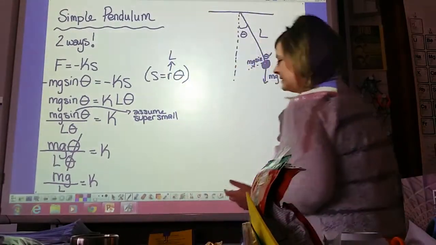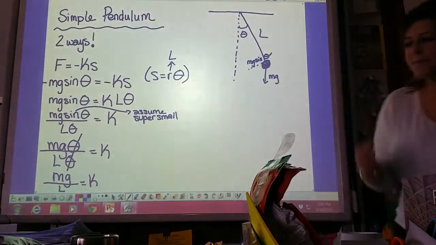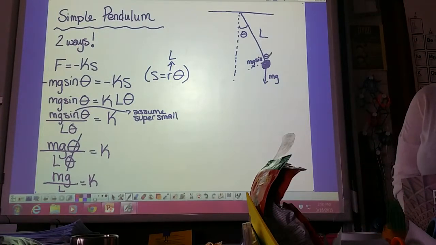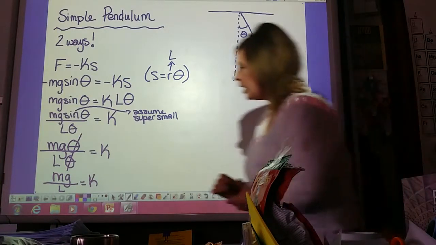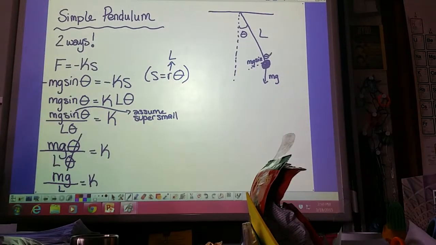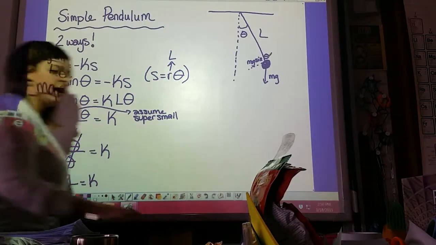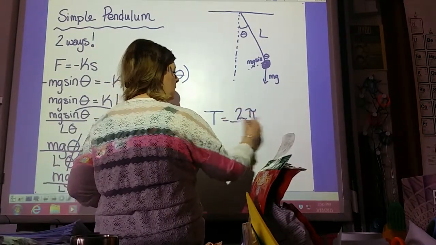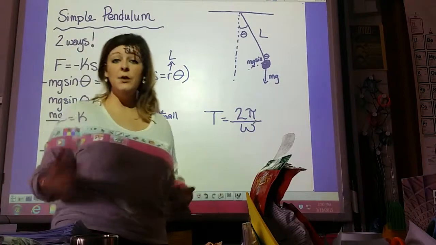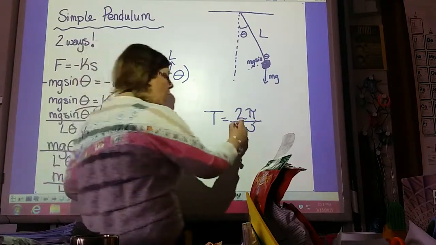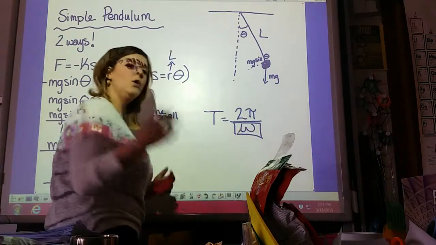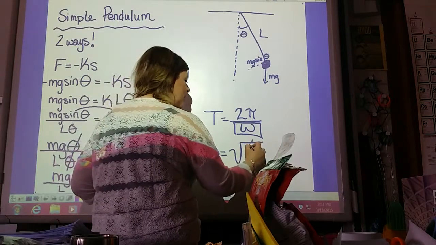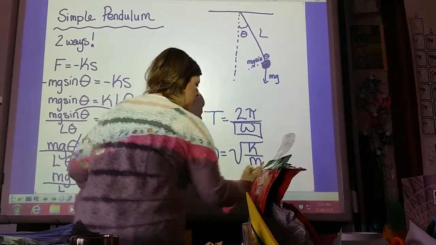Why did I want us to do this? I wanted us to do this piece because we know something about angular speed, and we also have an equation for calculating period. I calculate period by taking 2 pi over omega, which we said is angular frequency or angular speed. I don't know what omega is though. But earlier in the chapter, we came up with a formula that says omega is equal to the square root of k over m.